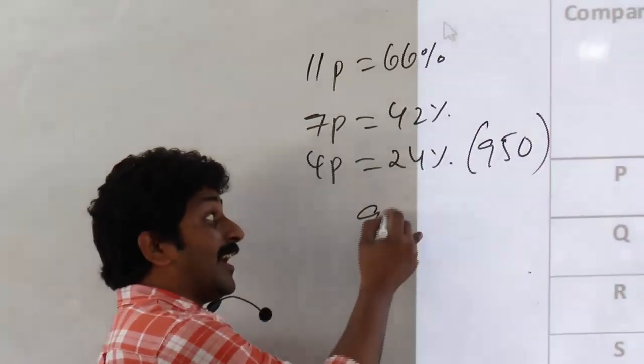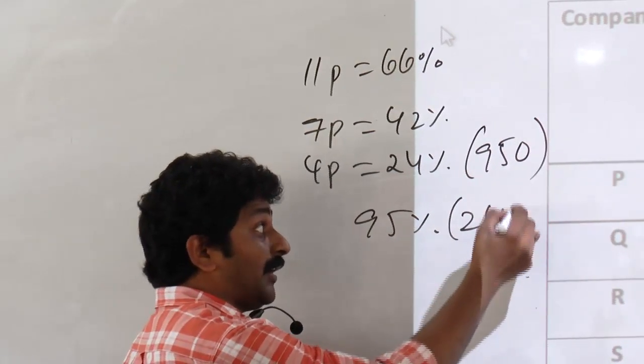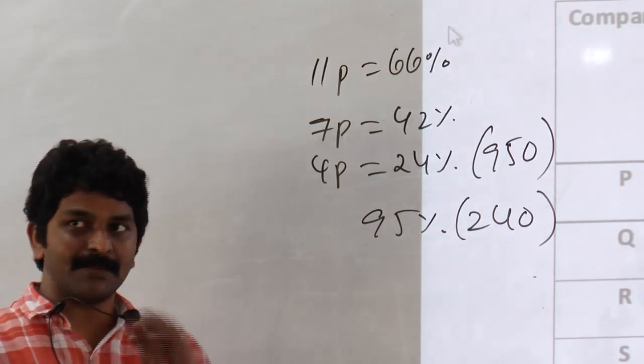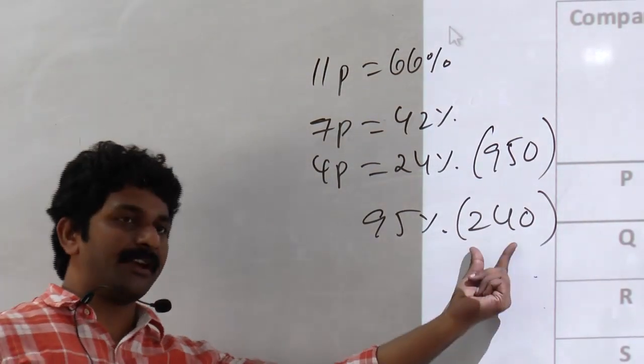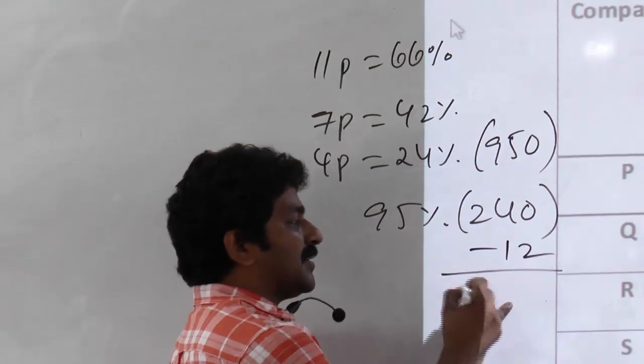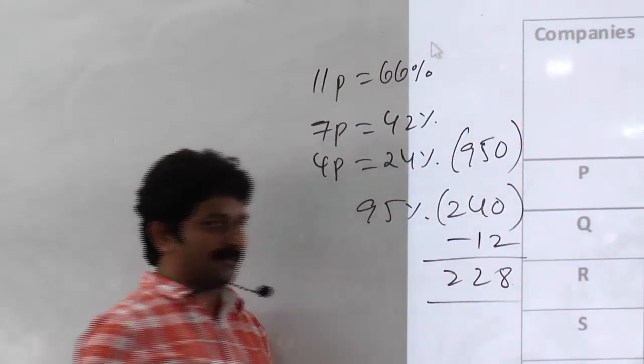Can't we calculate 95% of 240? How will you get 95%? Subtract 5%. 10% is 24, 5% is 12. Subtract 12 from this number. Answer 228.